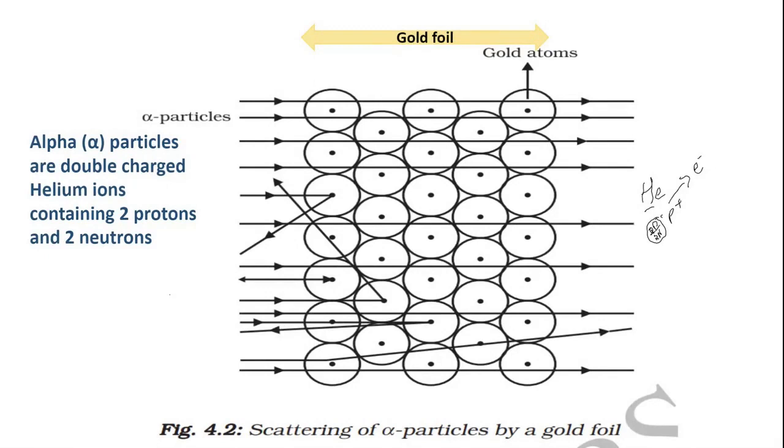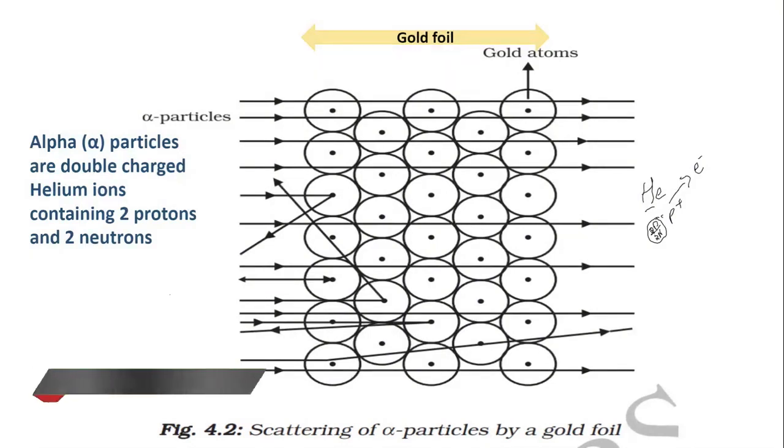So when these rays are going and hitting the center, they are getting deflected back. That means in the center, the whole mass of the atom is present. At that time, he said that the alpha particles were meeting a charge which is the same as their own, and they are getting deflected.